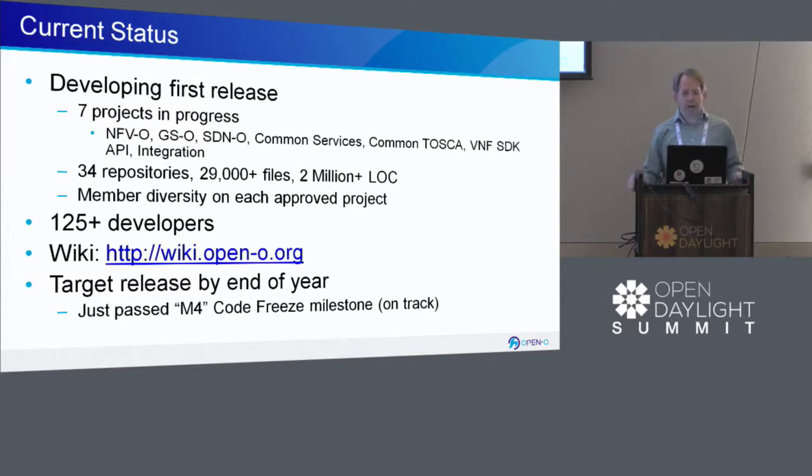And we are well underway for our first release. We have 7 projects that are currently in progress, 34 different repositories, more than 29,000 files, and more than 2 million lines of code. Not bad for 3.5 months. We're currently working with 125 developers, and we have more information on the wiki. I've included the URL here. And we just passed our M4 code freeze milestone 2 weeks ago, and we are going to hit our RC0 later this week.